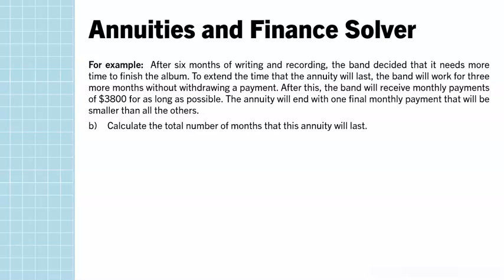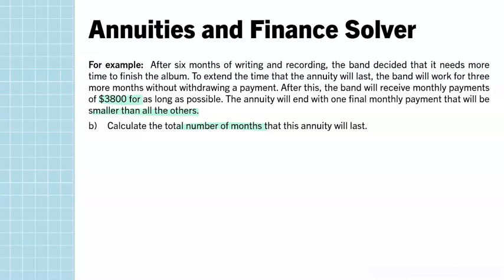After this, the band will receive monthly payments of $3,800 for as long as possible. The annuity will end with one final monthly payment that will be smaller than the others. That's something to note when we find out the time. Calculate the total number of months that this annuity will last.